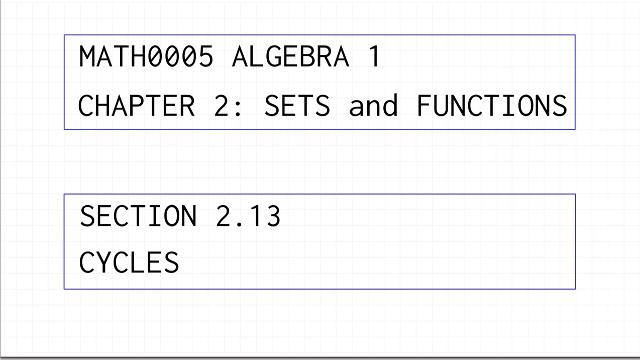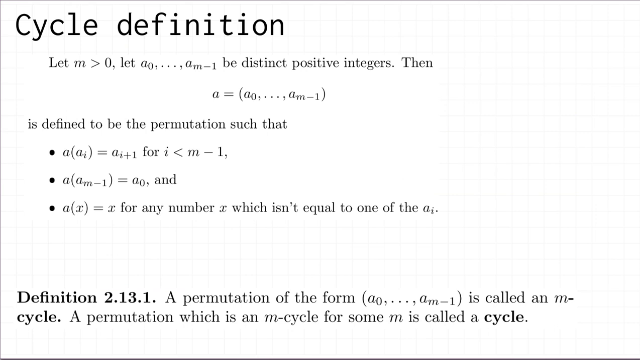We're now going to learn about a special kind of permutation called a cycle. So the definition is quite long, but actually you'll see in the examples it's quite a simple idea. You start off with picking a number m, a positive number, and then m distinct positive integers. So we'll call those a0, a1, a2, up to a_(m-1).